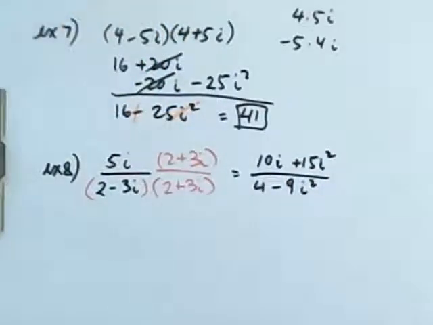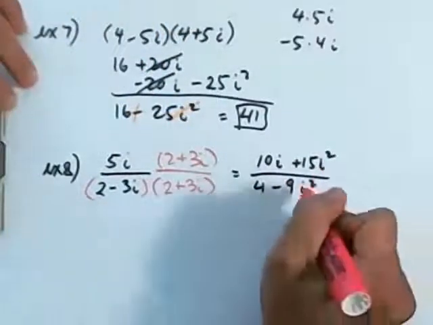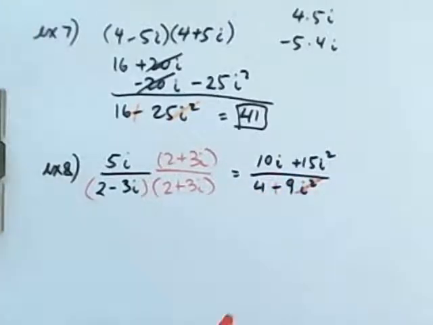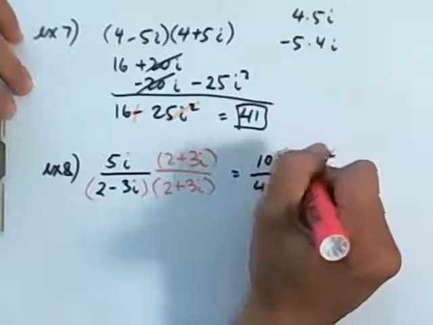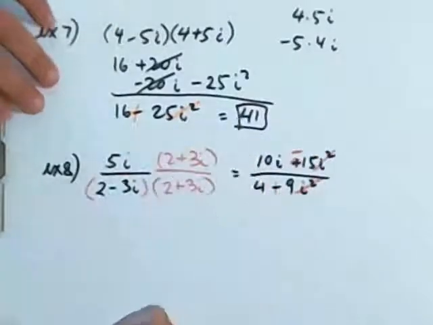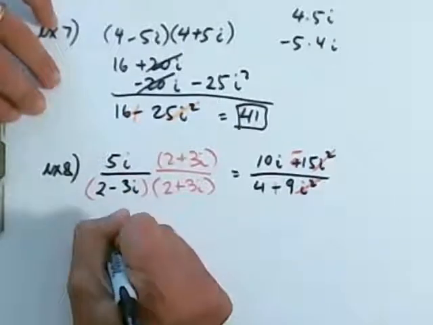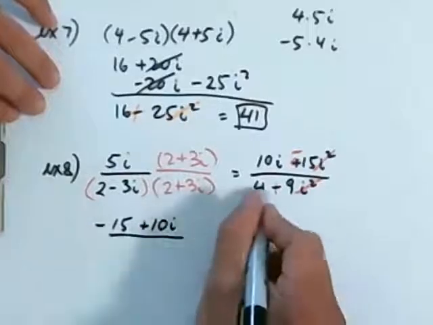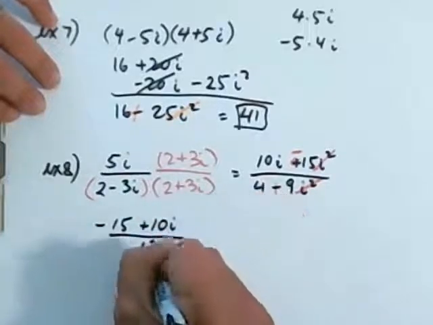About 2/3 of the way there so far. Remember, i squared is going to be negative, so we just change the sign on that. i squared is going to be negative, so we just change the sign on this one. So let's rewrite this in standard form in the numerator. It's actually going to be negative 15 plus 10i all over 4 plus 9 is 13, and we're almost done.